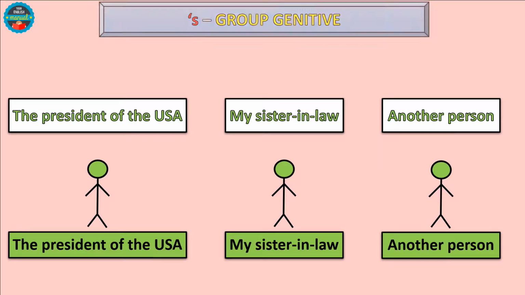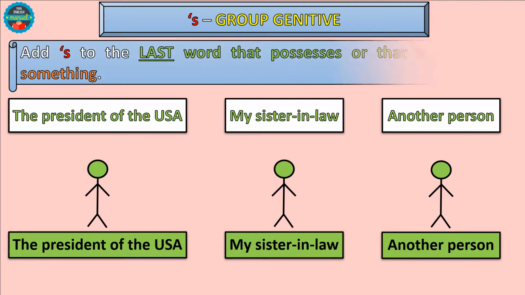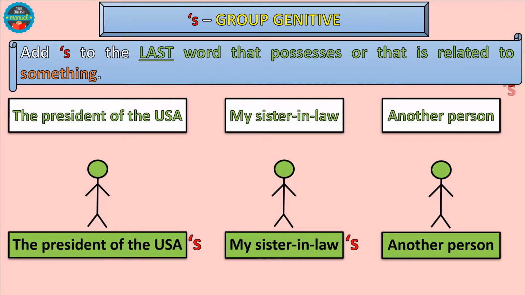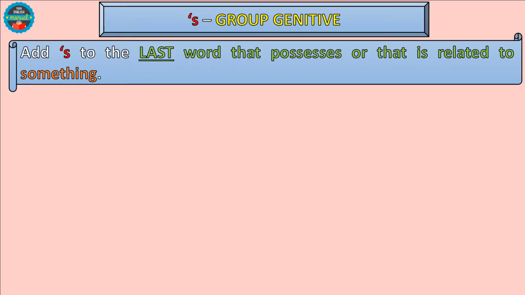This is called group genitive, since it's a group of words that refer to the same thing. And the rule is very simple. You just have to put the apostrophe S at the last word of the group. So, let's see the examples.